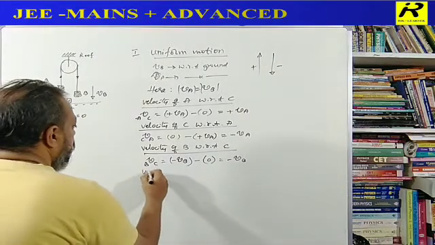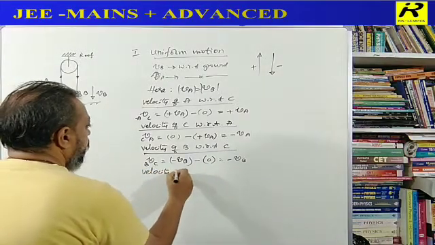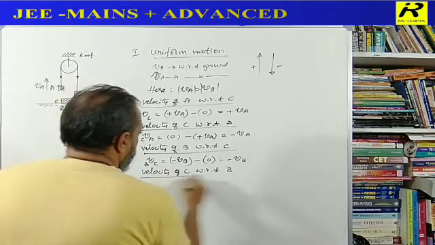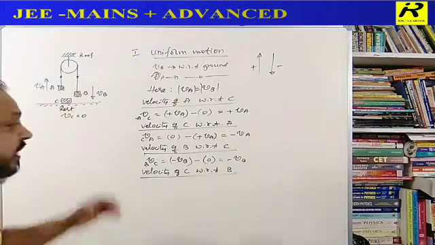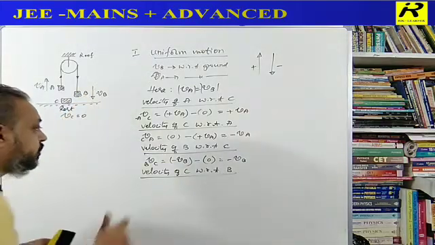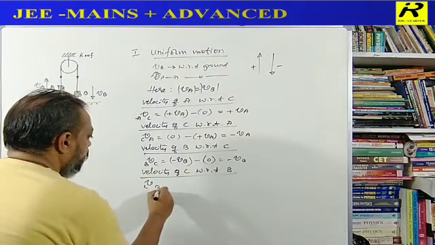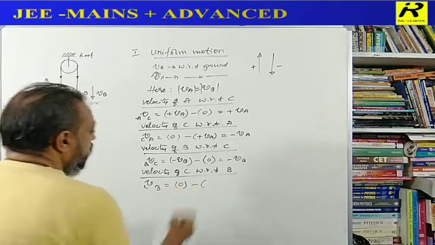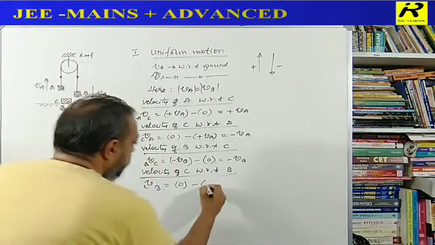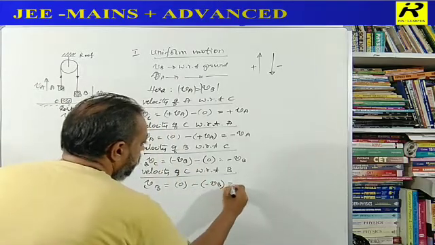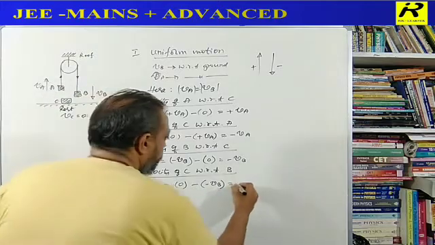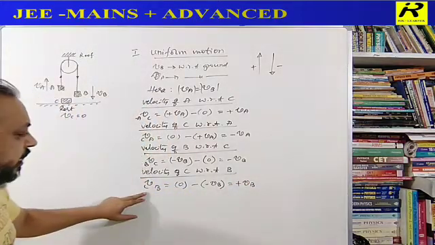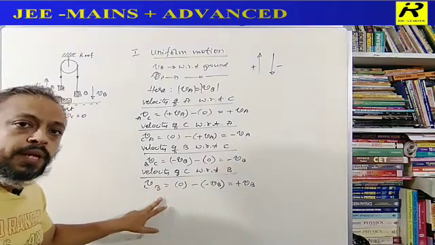Now the velocity of C with respect to B, how should it be written? The velocity of C with respect to B is equal to the velocity of C, which is 0, minus the velocity of B, which is downward, so minus Vb. So this is equal to plus Vb. This is the value of the velocity of C with respect to B.